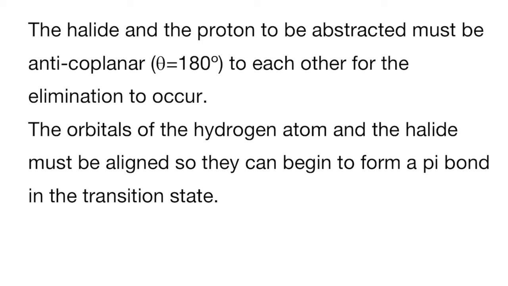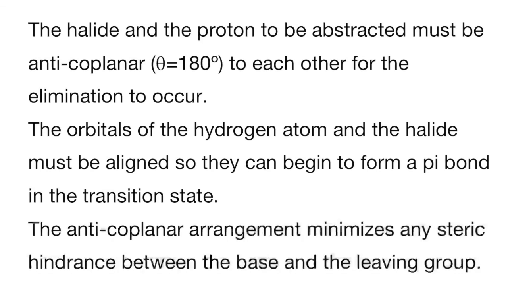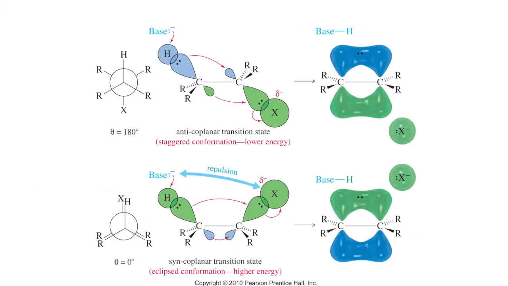The alkyl halide and the proton to be abstracted must be anticoplanar, meaning 180 degrees, for the elimination to occur. The orbitals of the hydrogen atom and the halide must be aligned so they can begin to form a pi bond in their transition state. The anticoplanar arrangement minimizes the steric hindrance between the base and the leaving group. This is hard, but let's explain it here.